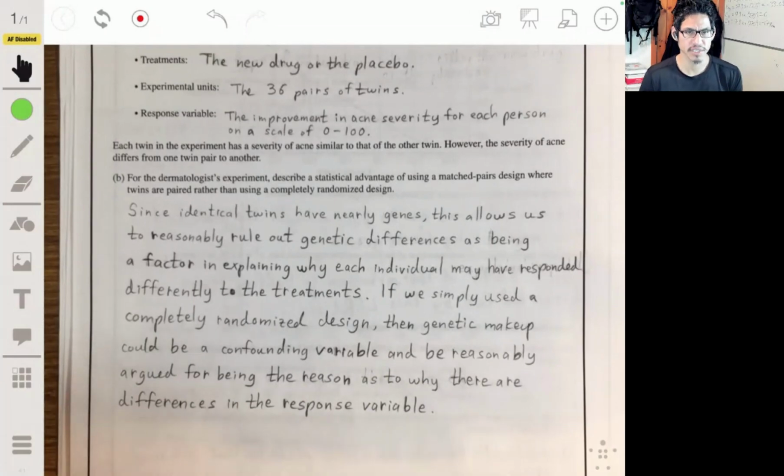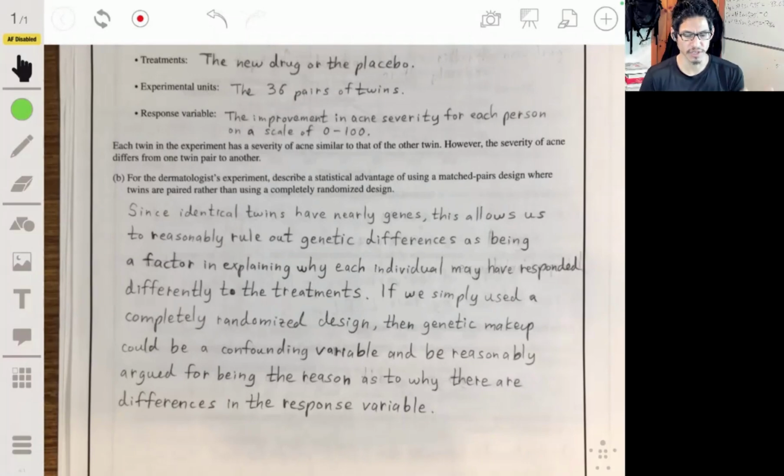In this case, we can argue, well, how do I know it was due to the treatment or the drug and not just because of the genes of the person? Because maybe there's something in their genes that allows them to respond positively to the drug, or there's something in their genetics that makes it so that they resist the drug or maybe respond negatively. So it's a factor. It can be a confounding variable, we say.